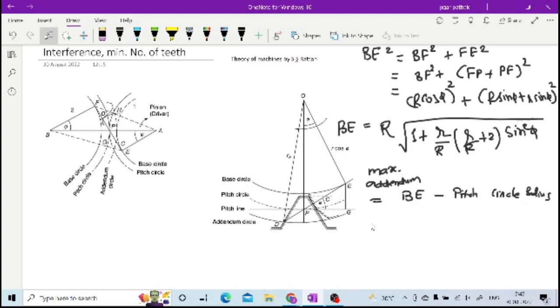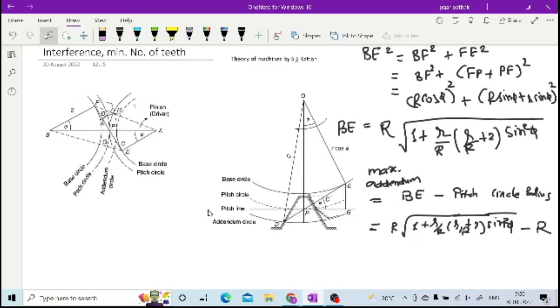That BE you have calculated, right? That is the same, this r into root of 1 plus r by r plus 2 sine square phi, minus r, the pitch circle radius, right? So maximum addendum can be calculated from this.